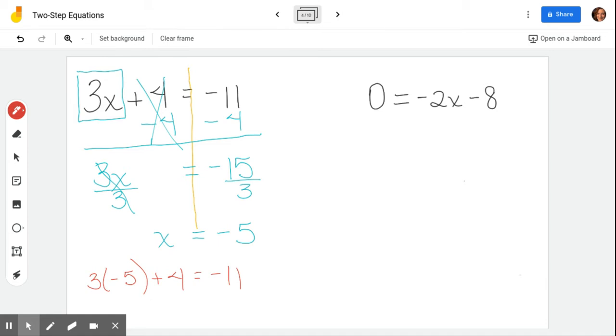So then work this out, evaluate it. 3 times negative 5 is negative 15. Plus 4 equals negative 11. That's a true statement, so I know my answer's good.